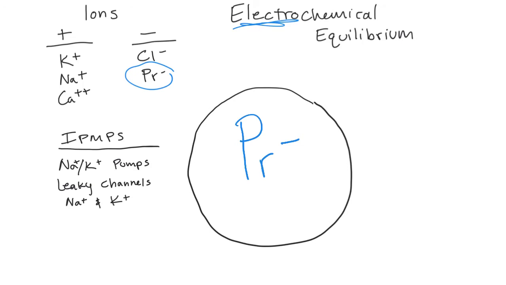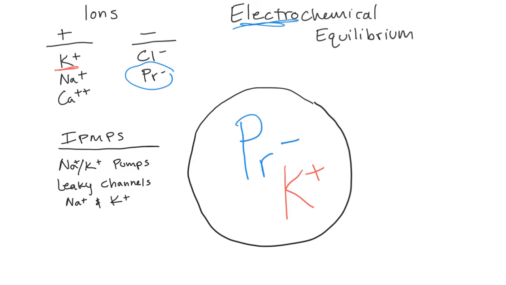The other player that is in great concentration inside the cell is potassium. So there's a lot of potassium inside the cell. And because it's a positively charged ion, it is attracted to the negatively charged proteins. So all of the positively charged ions will be attracted to anything negatively charged, and vice versa. But what we're trying to show here is the point at which the charge is in equilibrium with the concentration, the concentration gradient, I mean.